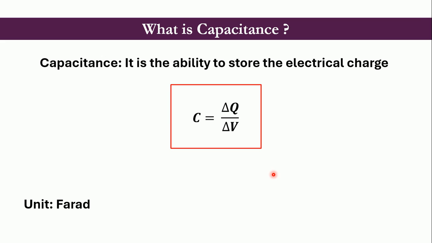The unit of capacitance is farad, and its impedance is defined as 1 by j omega C, where j equals root over minus 1, omega is the angular frequency, and C is the value of the capacitance.